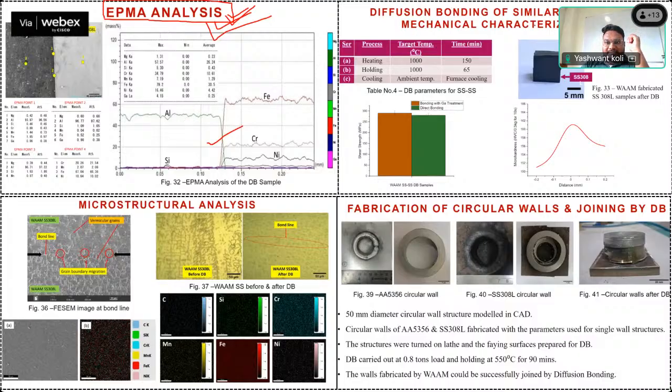So we have done with similar materials also. Aluminum, stainless steel we have already done. So SS to SS we have bonded. The process parameters are different for this experiment.